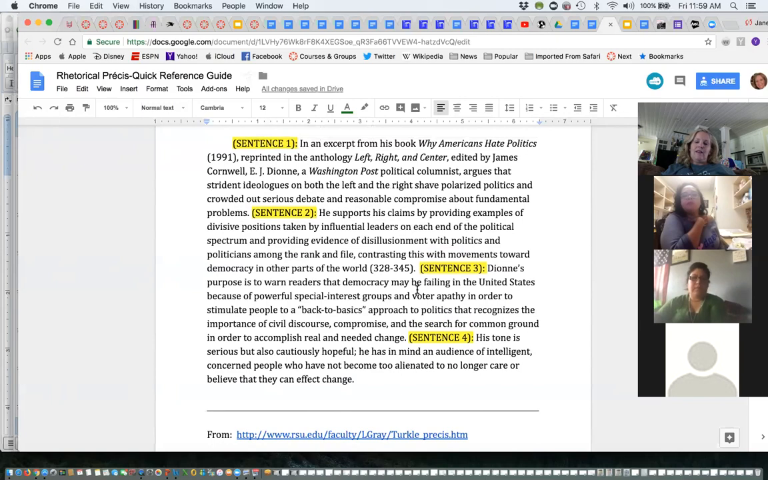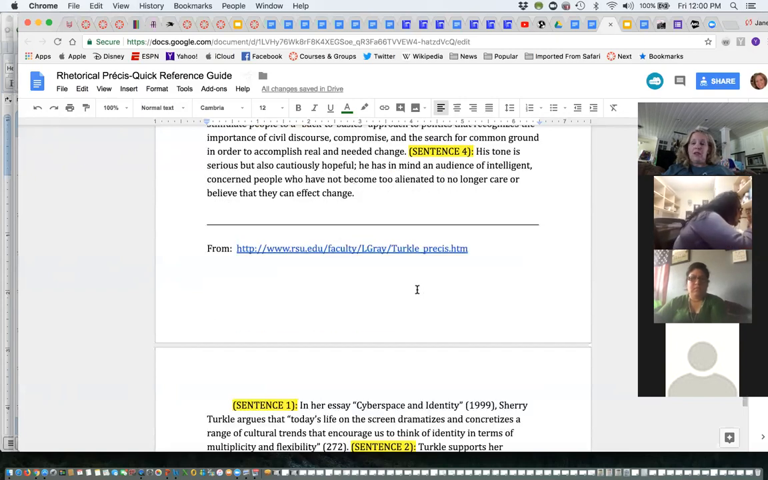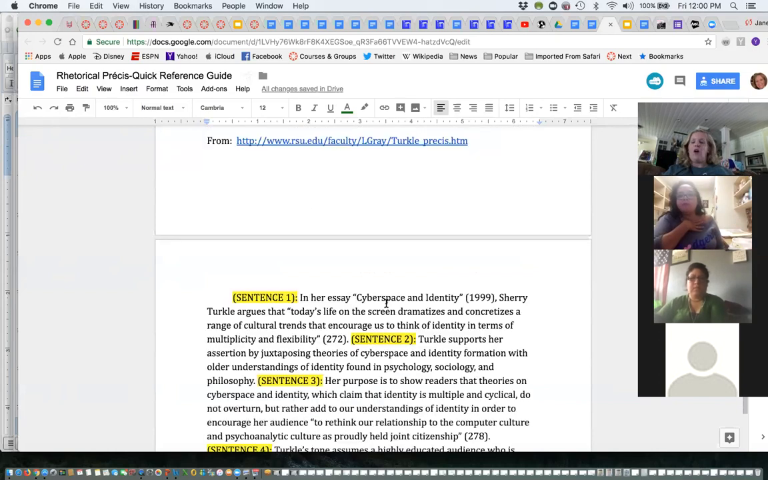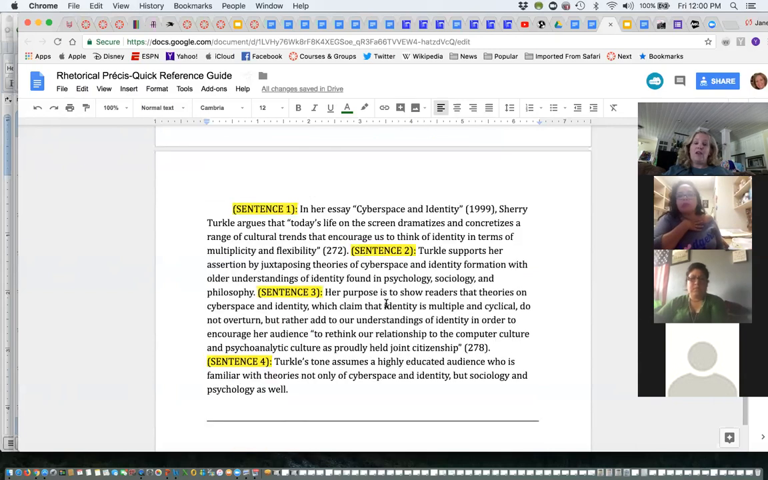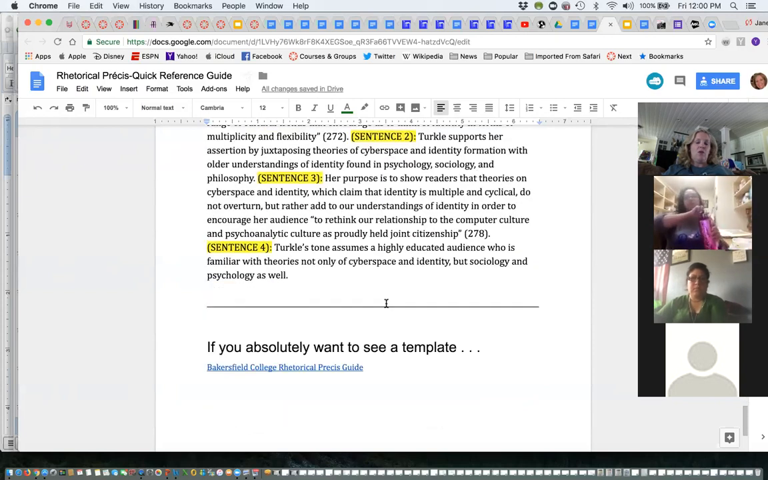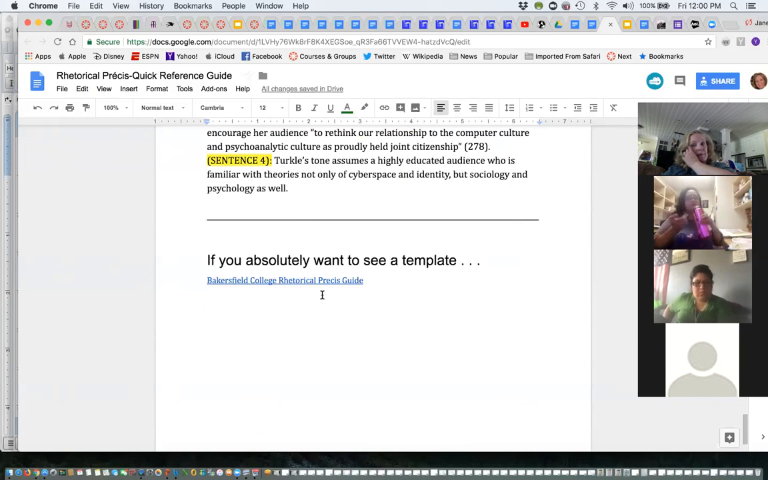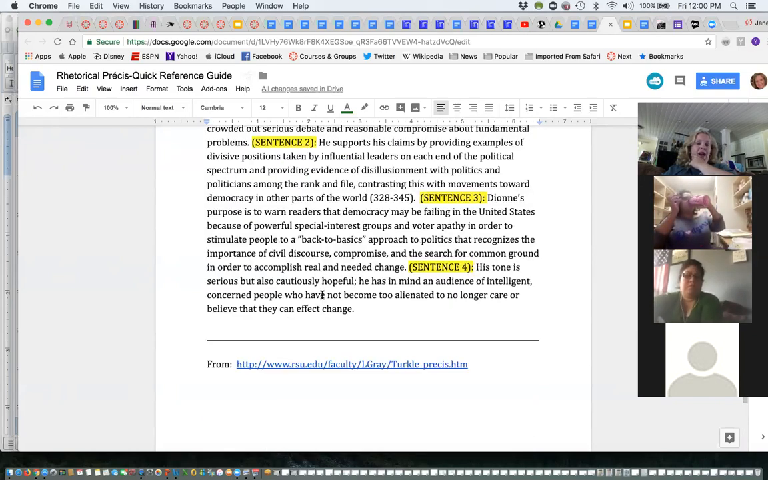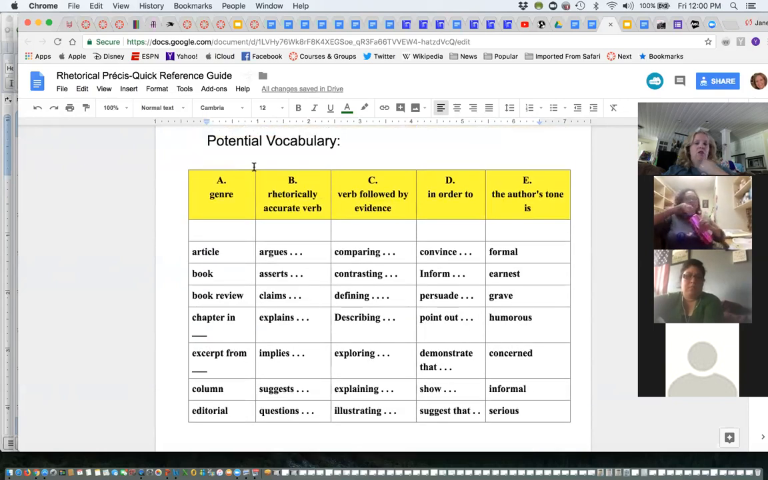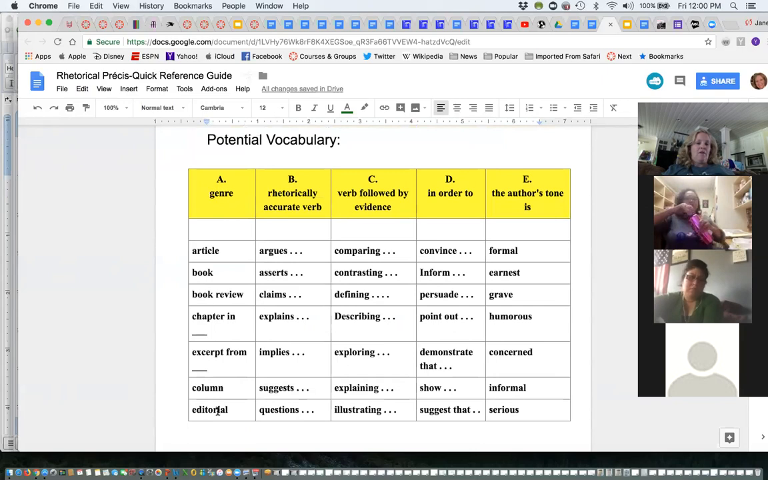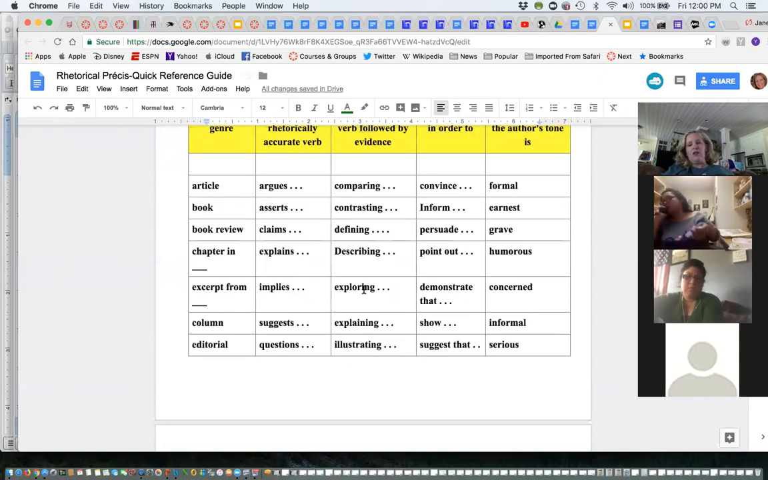Okay, again, these sentences, they're thoughtful about the text you are looking at, and it's one way of looking deeply at how the author is putting their text together in order to create some sort of change, okay, or offer some sort of argument or persuasion or observation even, okay? So I have 2, and then I also have a little link if you want to see a template. In addition to that, I have some potential verbs, okay, for the type of writing, and what type of verb you might want to use. And the verb followed by evidence. These are just suggestions. You don't have to use these. They're just here to help you.